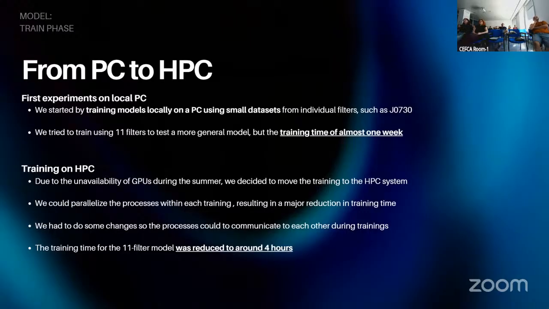So we divided the training process into several processes that we could parallelize. We had to make some changes so that the processes could communicate with each other. And right now, what initially took me 1 week, on the HPC now takes us 4 hours. So it's a major improvement. I have to admit that I used the whole HPC. So in August, the HPC has been all mine.